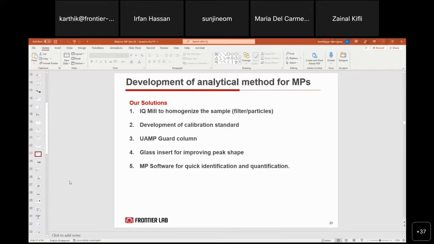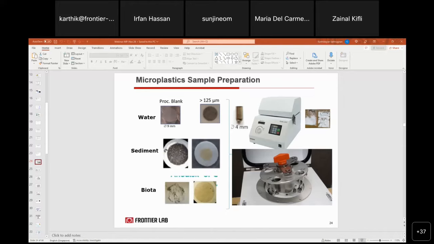So we have developed a cryo mill. It's this IQ mill, the cryo mill that Frontier Lab has developed. It's just a small benchtop cryo mill that can be used for powdering different solid samples, including our microplastic samples that are collected on a filter. So as you can see, be it a water sample or sediment or biota, finally they are collected on a filter paper. So with this filter paper, some try to cut a portion and analyze directly, or some try to roll the entire filter and put it into the cup.